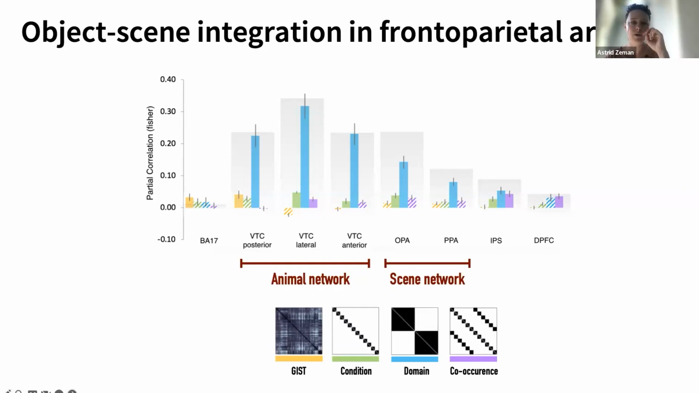However, in frontal parietal areas on the far right, we found some evidence for representational similarities associated between animals and their specific scenes, which is denoted by the purple color. The effect here is relatively small, but because the noise ceiling is low, this suggests this is quite a significant effect. And so we observe the integration at the level of frontal parietal areas.